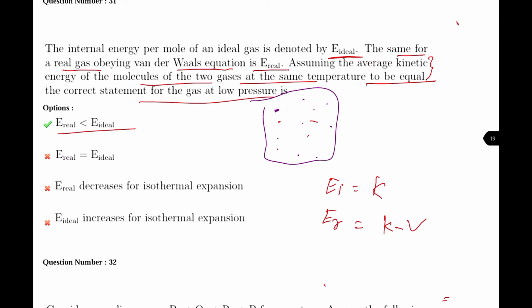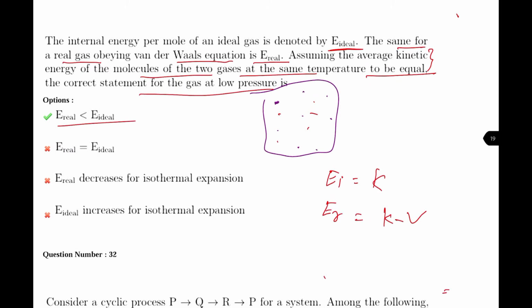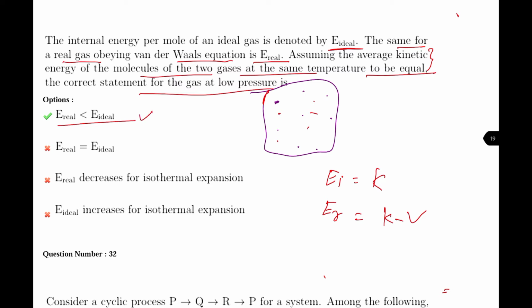Note, this question was a bit confusing for me also. I do not know the exact correct answer, and I have already given a disclaimer in my previous videos that I can also make mistakes. Some of the solutions may go wrong, so do not trust blindly. Use your own brain. So the best solution which I could find for this question: if you see the options, they are like E real more than or less than E ideal, equal or not, and similar things.